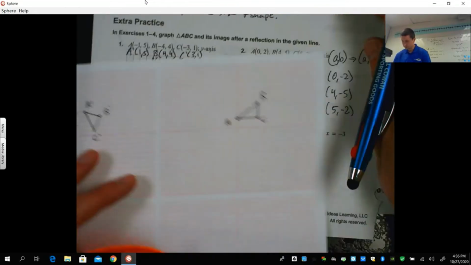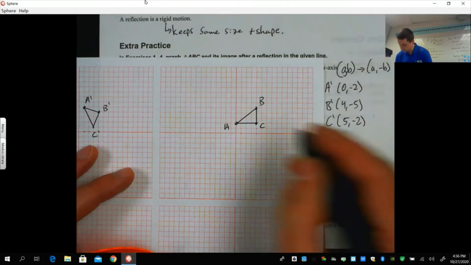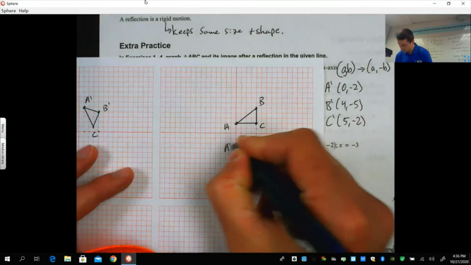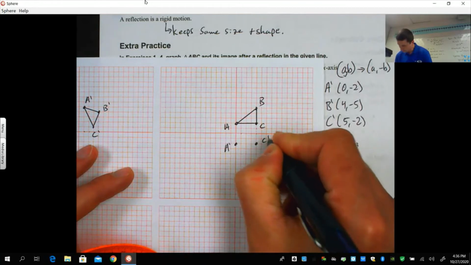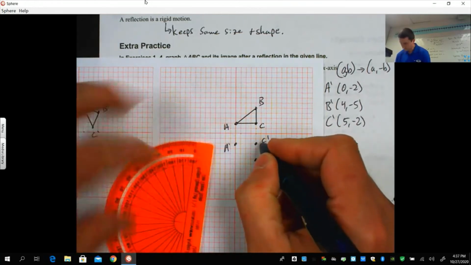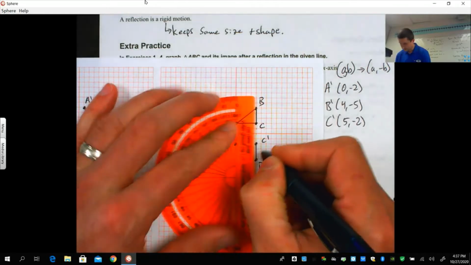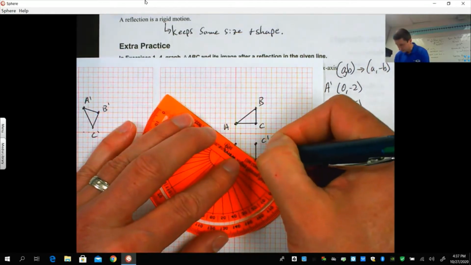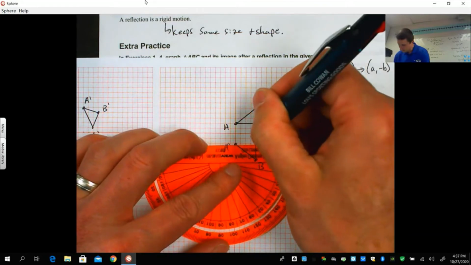Okay, let's put those points on there. It's A prime, C prime, and B prime. Okay, you kind of get an eye for this. You can flip them over rather quickly. Get that job done.